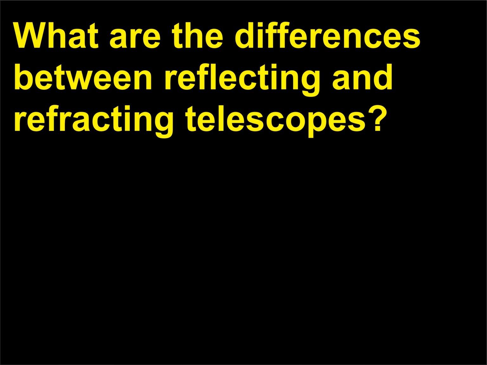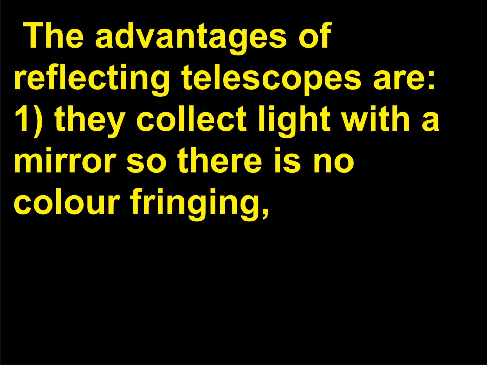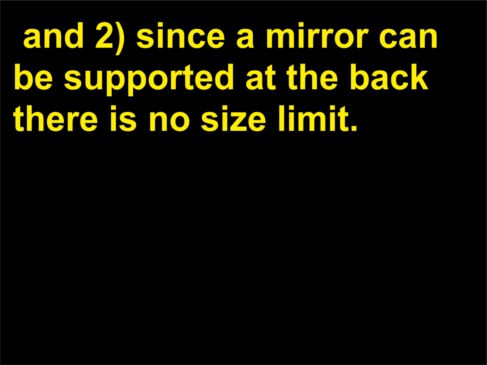What are the differences between reflecting and refracting telescopes? Reflecting telescopes capture light using a mirror while refracting telescopes capture light with a lens. The advantages of reflecting telescopes are, 1. They collect light with a mirror so there is no color fringing. And 2. Since a mirror can be supported at the back there is no size limit.